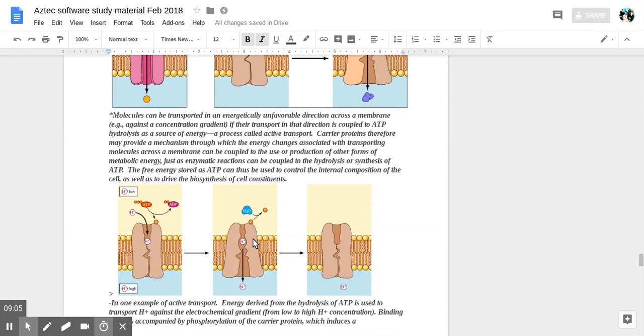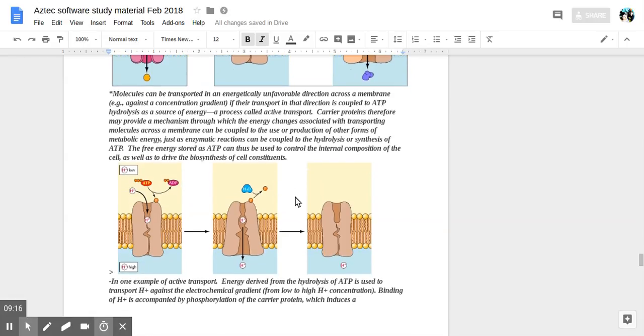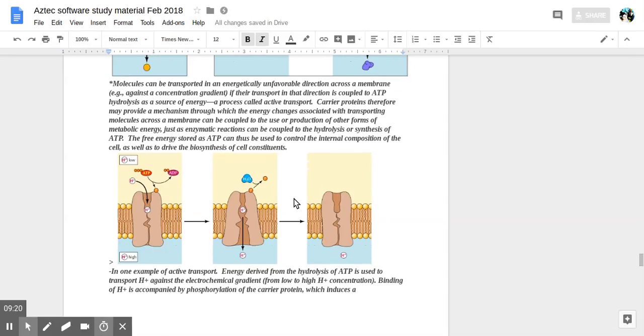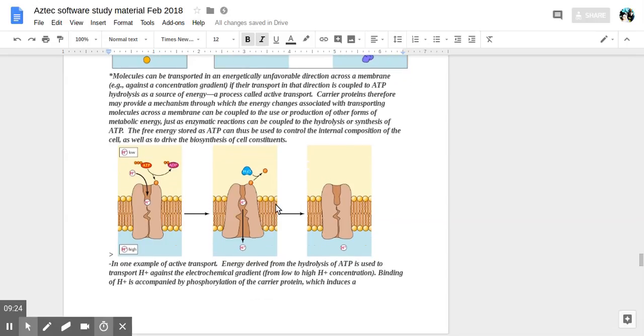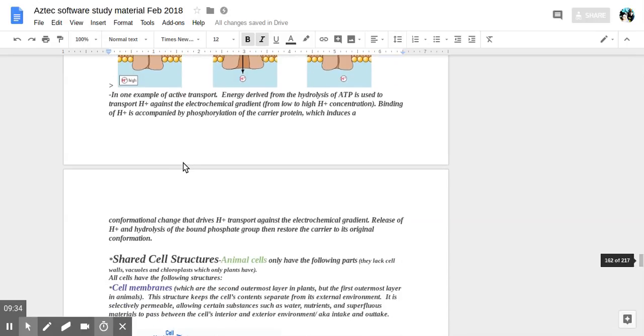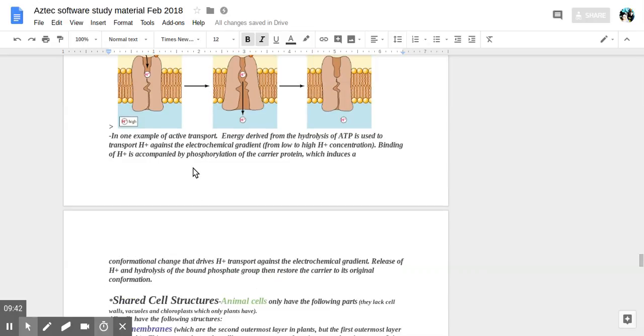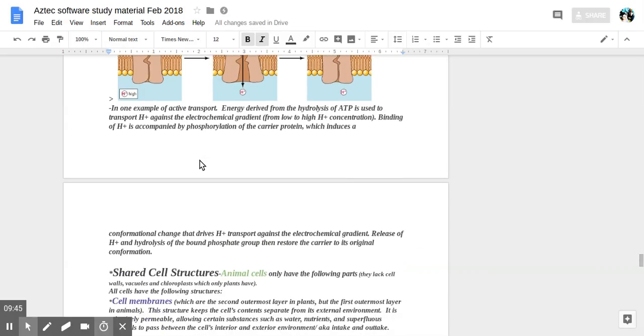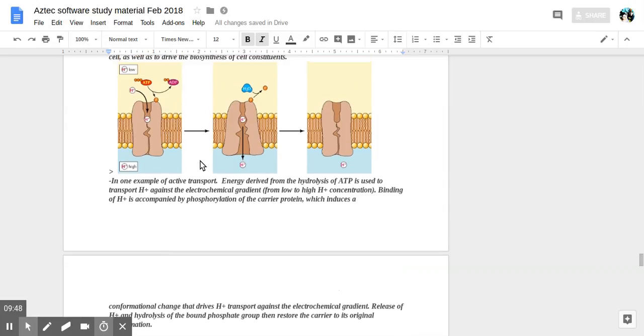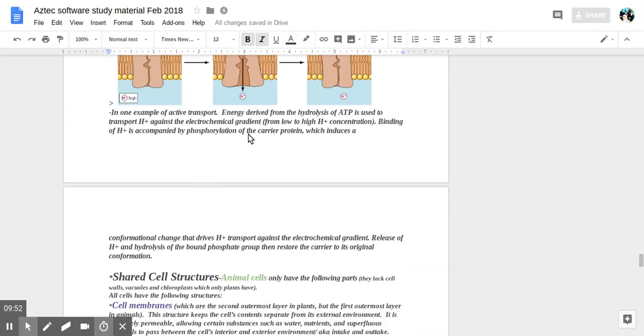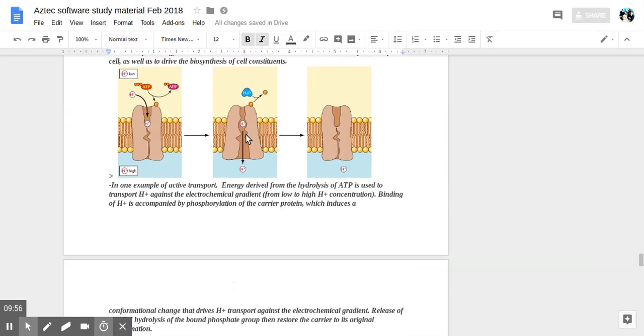Here, same thing. Let's say an example of active transport. Energy derived from hydrolysis of ATP is used to transport hydrogen across the gradient, binding hydrogen accompanied by phosphorylation of the carrier protein and inducing a change of conformation, driving hydrogen transport, releasing hydrogen, and hydrolysis of the bound phosphate group restores the carrier to its original conformation. So hydrolysis is a water added.